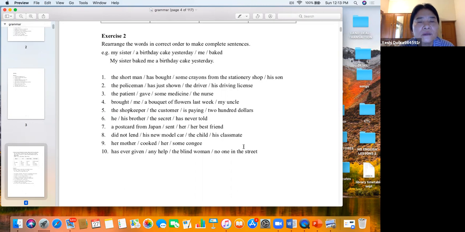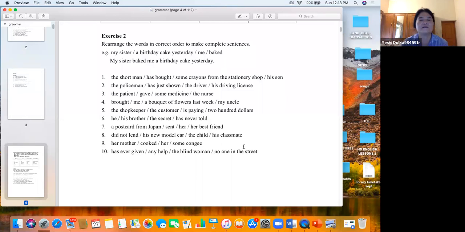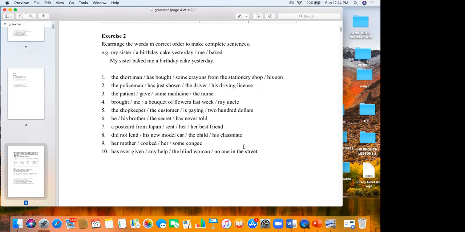Okay. Now do the second one. The driver has just showed the policeman his driver's license. Oh, okay. So, do you see? You don't need to reorder it. It has the same pattern.